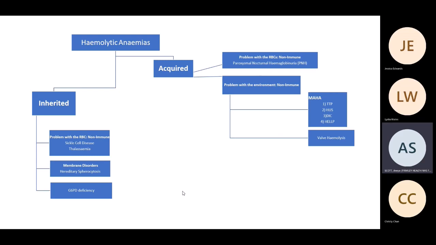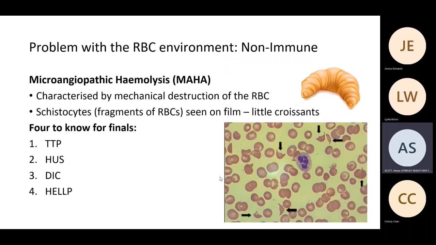And now we're going to move on to the next one, which is when you have a problem with the environment and it's not an immune cause. So this leads us on to our MAHAs, which you've probably heard of. MAHAs stand for Microangiopathic Hemolysis, and it's when you get a mechanical destruction of the red blood cells in the vessels. And you see what we call schistocytes, which are fragments of red blood cells on the blood film. And I think they look like croissants, and that's how I remember it. But take your own, whatever you think.